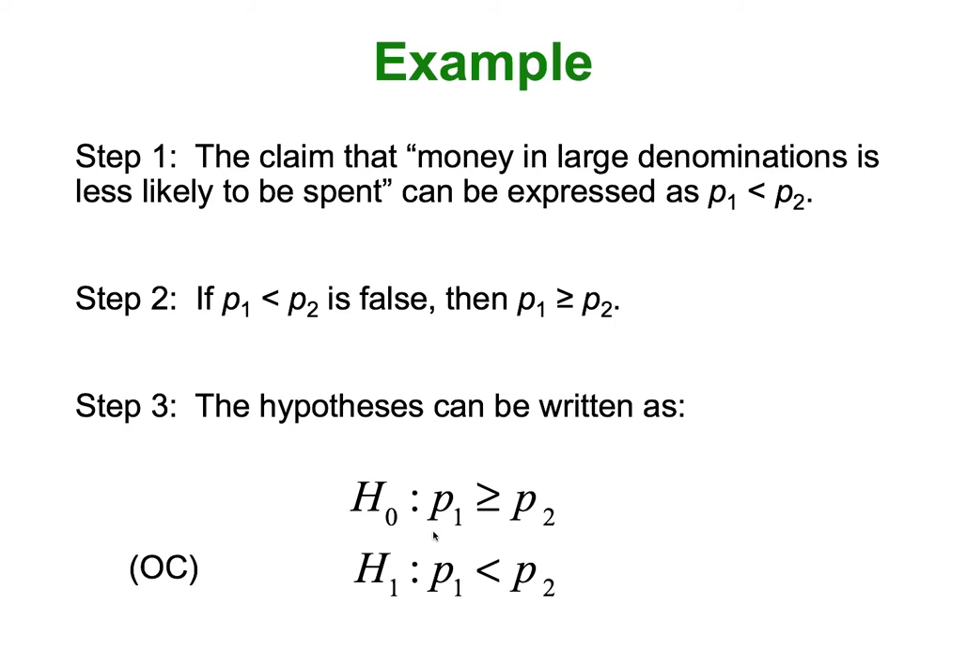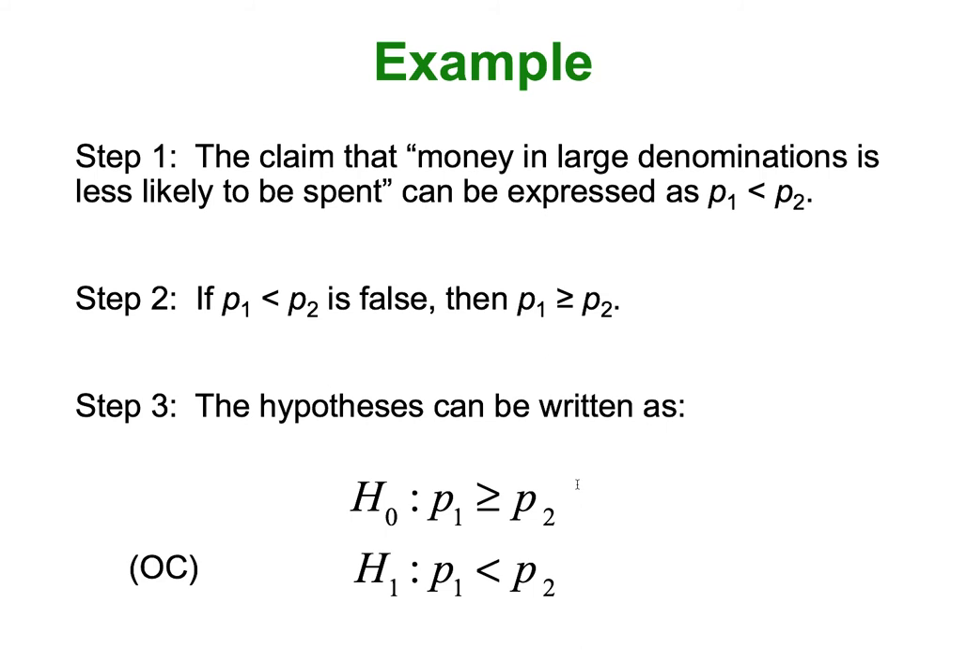The claim that money in large denominations is less likely to be spent can be expressed as proportion 1 is less than proportion 2, because remember, proportion 1 comes from the group that was given the dollar bill, so the proportion of people who will spend that should be less than the proportion of people who got the quarters. And so that's the claim. And its complement then is proportion 1 is greater than or equal to proportion 2.